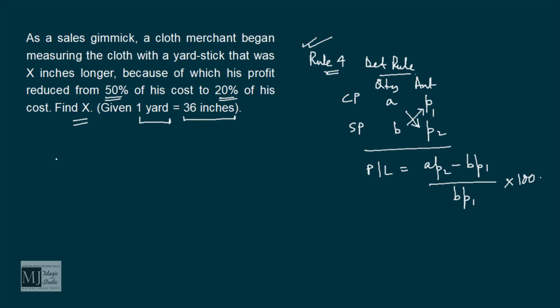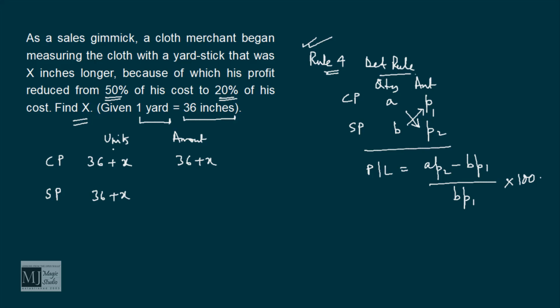Okay, so what's happening today? Today I'm selling 36 plus X inches of cloth with the help of a yardstick. Let me assume that the cost of 1 inch is 1 rupee. So these are units. What would be the cost of 36 plus X inches? That would be 36 plus X rupees. Done. Now how much is being sold? Sold is 36 plus X.